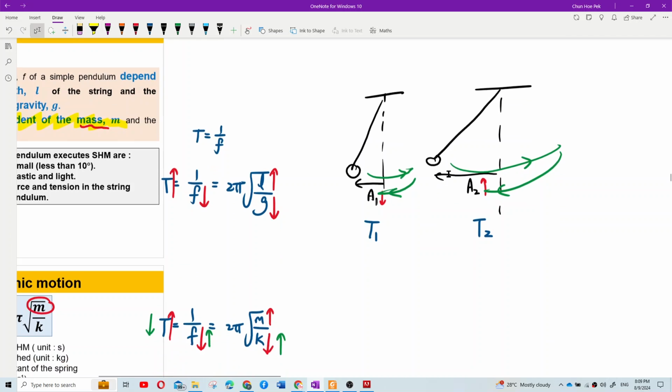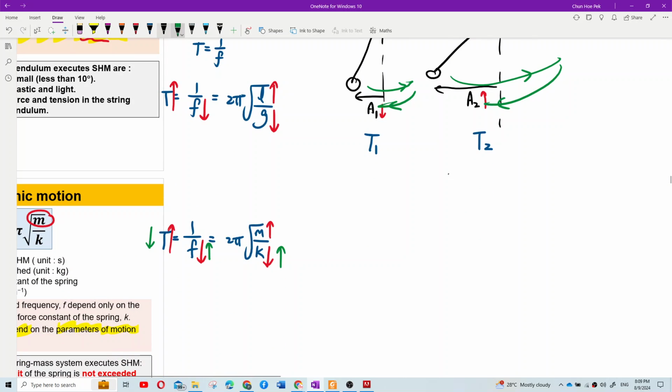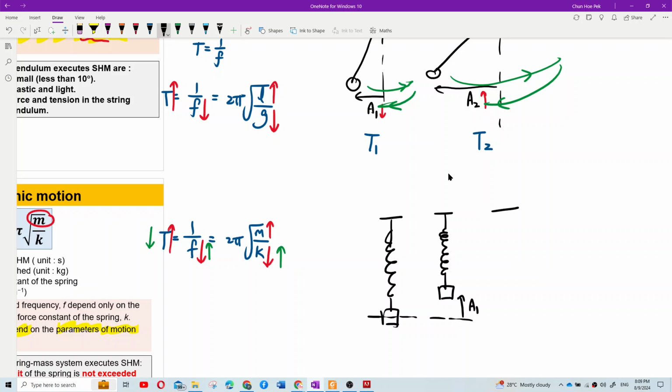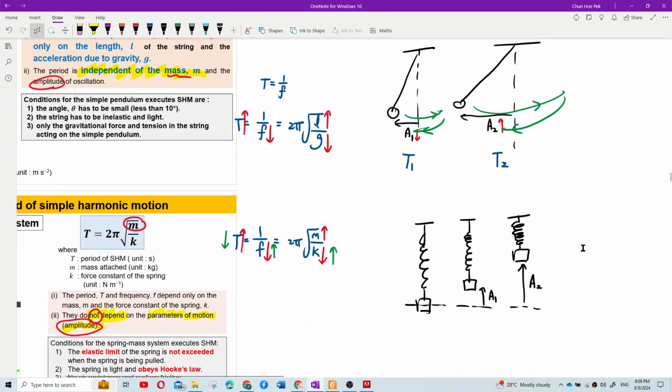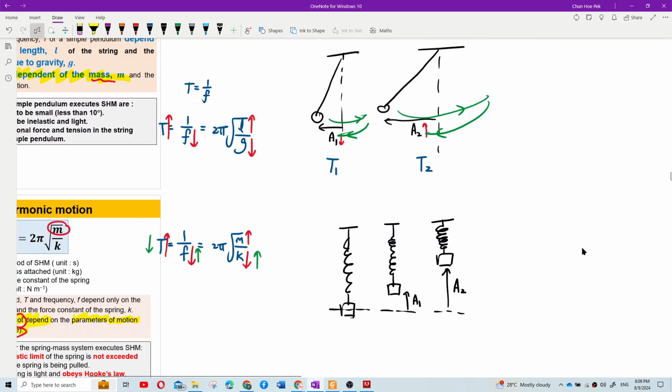Same thing goes to the mass spring system. Mass spring system, how to draw? Okay, this is the equilibrium. Let's say for one spring, the amplitude is this much. The other one is very high amplitude. Okay, so I want to ask you, which one takes longer time to oscillate?